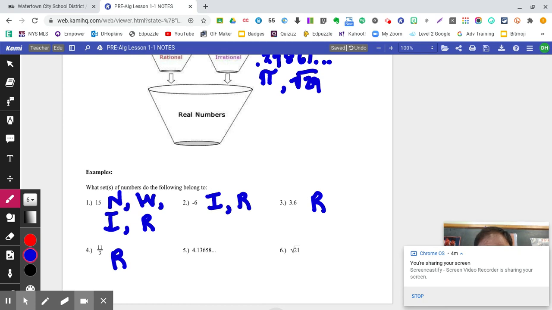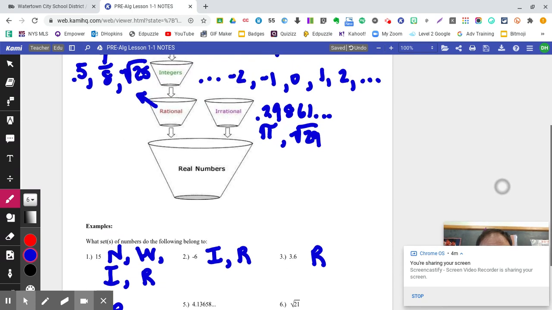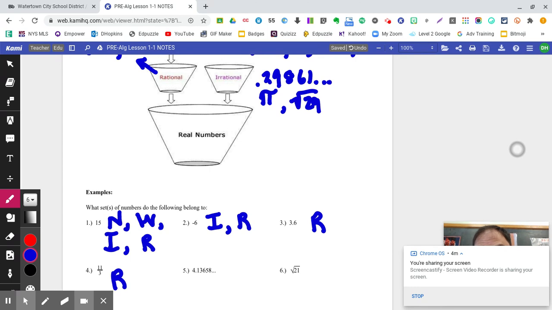A decimal, 4.13658, and it goes on forever. Those 3 dots means it keeps going. So irrational numbers contain decimals that go on forever.